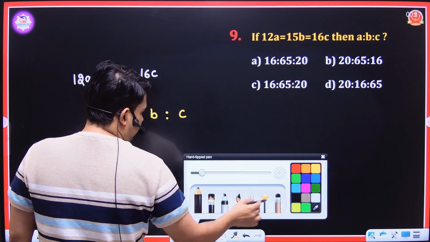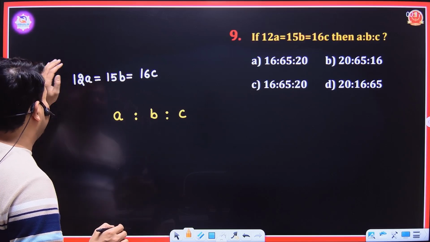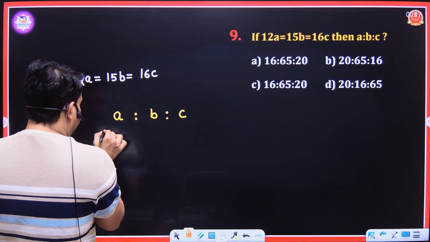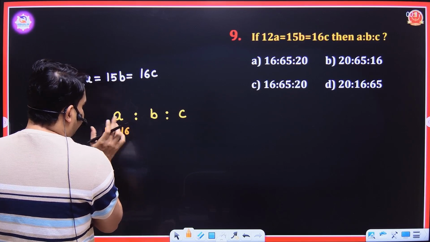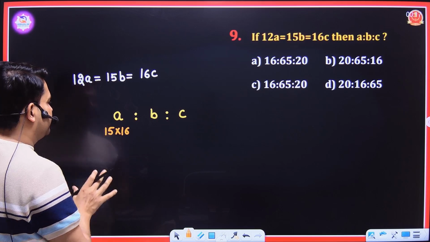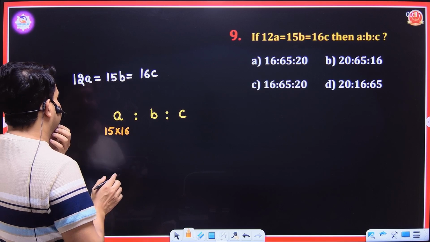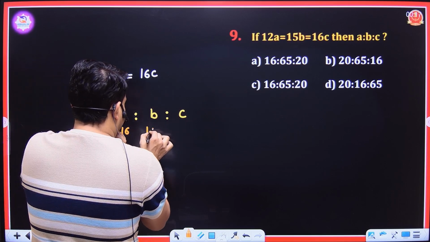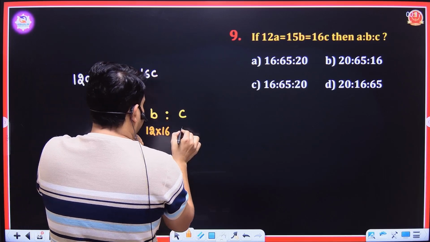I will not write them by multiplying. If I hide A, I can write here 15 into 16. I will not write the output of 15 into 16, I will just simply write 15 into 16. If I hide B, then I have 12 into 16. And if I hide C, I have 12 into 15.